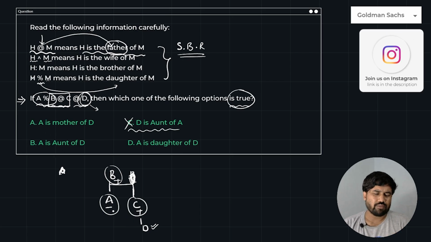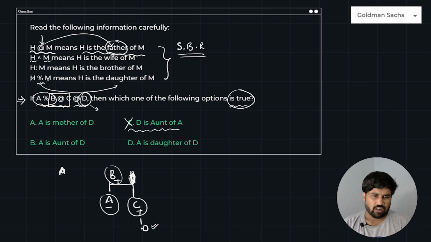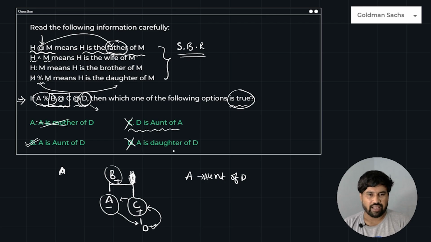Just look at here. What is the relationship between A and D? See guys, we can't determine D's relationship, but we can determine A's relationship, how she is related to D. So D's parent is C. Parent's sister is A. So parent's sister is always aunt. So A is aunt of D. So A is not mother, A is aunt of D. So option B is correct. And A is daughter of D is not true. Why? Because A is in the parent's generation and D is in the children's generation.